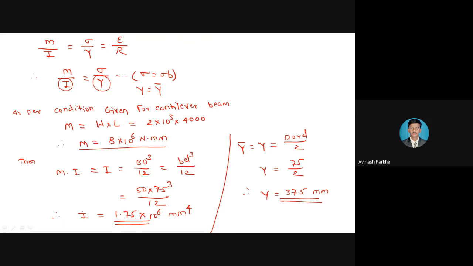We have calculated the moment of inertia as capital I. We have calculated the distance of CG in the form of Y and Y bar. Now put all those values in our bending stress formula, that is M upon I is equal to sigma upon Y. The moment we have calculated is 8 into 10 raised to 6, divided by I, 1.75 into 10 raised to 6, is equal to sigma.